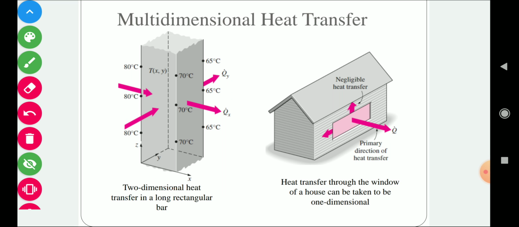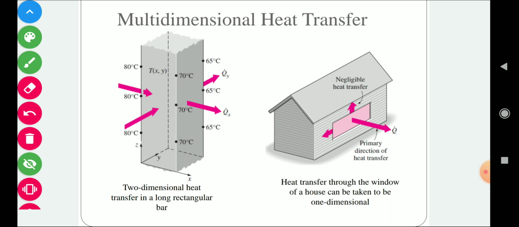Similarly, in the y direction, here the temperature is 70 degrees centigrade, and at the other end the temperature is maintained at 65 degrees centigrade. So again we have a temperature difference along the y axis. Due to this temperature variation along the y axis, the heat will also transfer along the y axis.